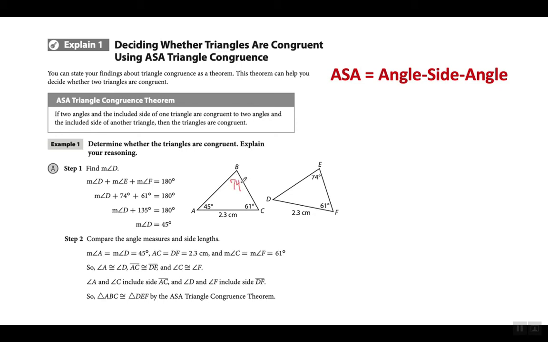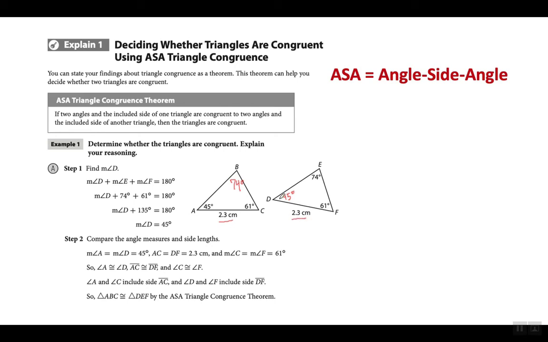Okay, why did I do that? Because now you can see that angle B corresponds to angle E, angle C with angle F. That means that angle A is the same as angle D, 45 degrees. I could have also done it in this one first: 180 minus these two numbers, seeing that this is 45 degrees. So this side goes with this side.